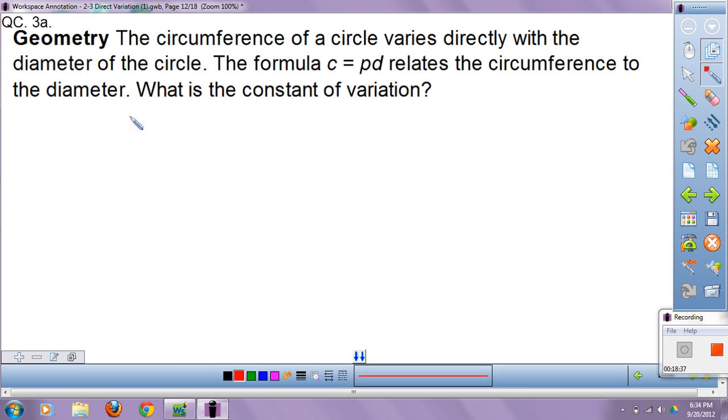Okay, let's look at Quick Check 3A. So go ahead and write this down. You can pause the video and try it on your own. Once you're finished with A, go ahead and do the other parts to this Quick Check 3.